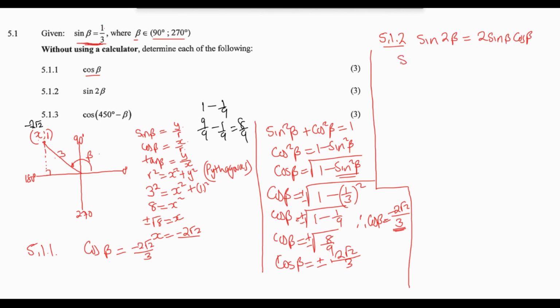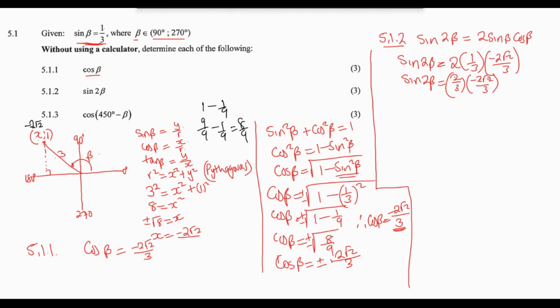So it's going to be sine 2 beta is equal to 2 times 1 over 3, and then times negative 2 root 2 over 3. Okay, and then what do we get? This can be simplified. Let's try to simplify this. It's going to be like 2 over 3, times negative 2 root 2 over 3.